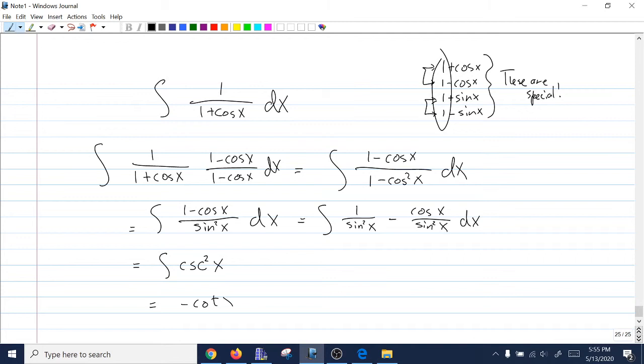How about cosine over sine squared? You can do the substitution u equals sine x, and that'll work because I have the derivative of it right on top. You'll get 1 over sine. Or, if I split this up into cosine x over sine x, damn it.